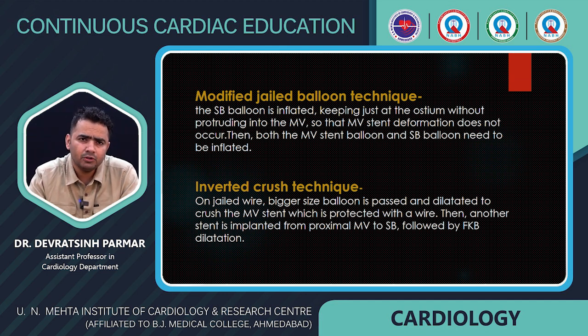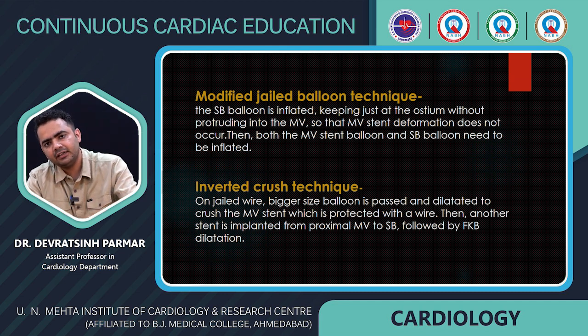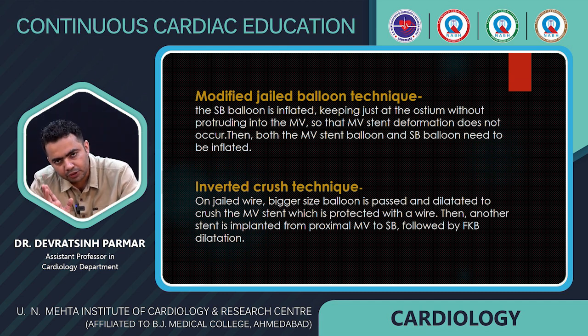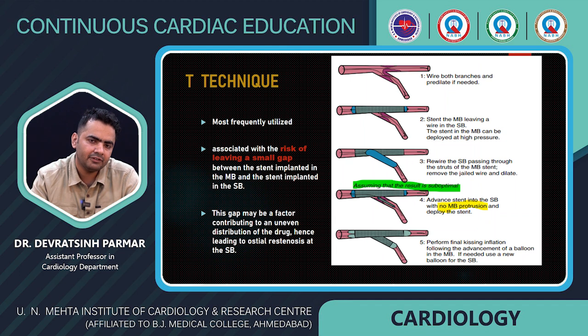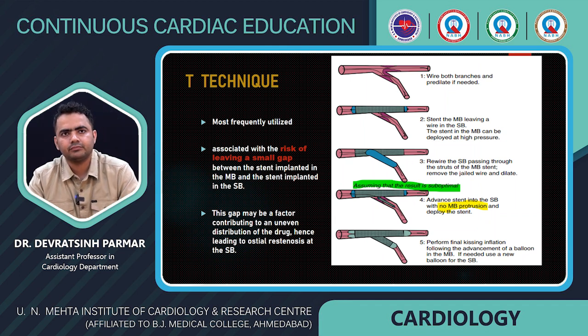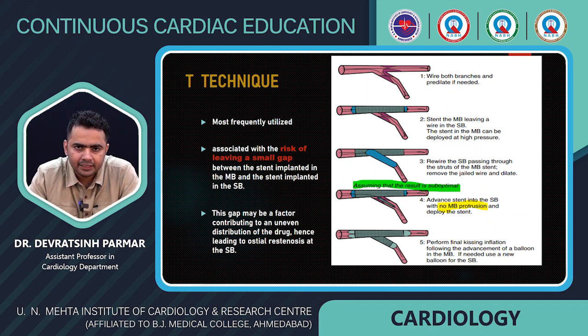There is one other technique also, the inverted crush technique. Basically, over the jailed wire, you put a large balloon and then you inflate it. But again it has certain negative points, like your main vessel stent will get deformed. So basically in provisional stenting, if it fails even after the kissing balloon, you have to go with T-stenting or T techniques. So what is T-stenting?